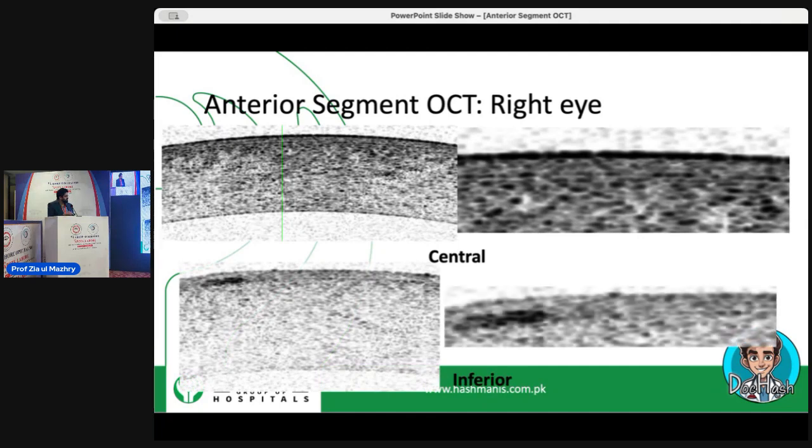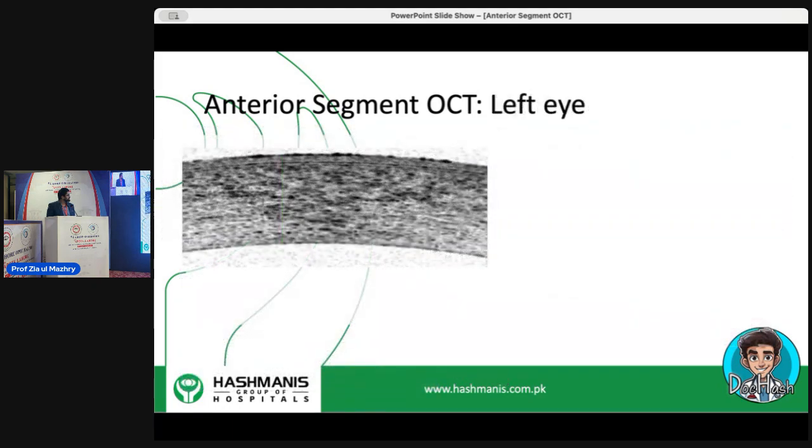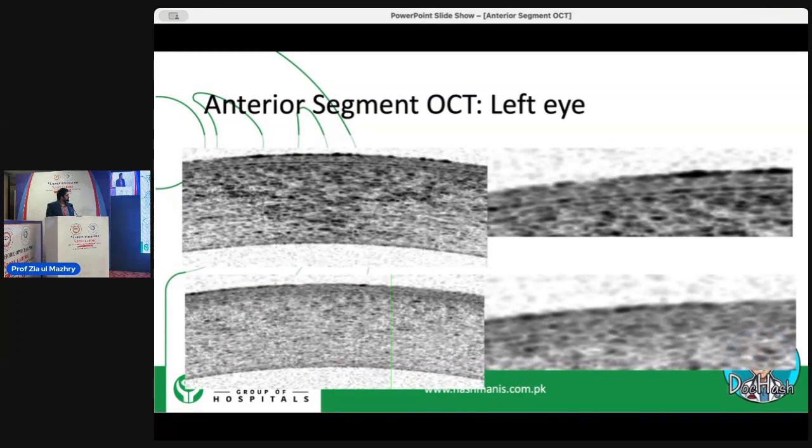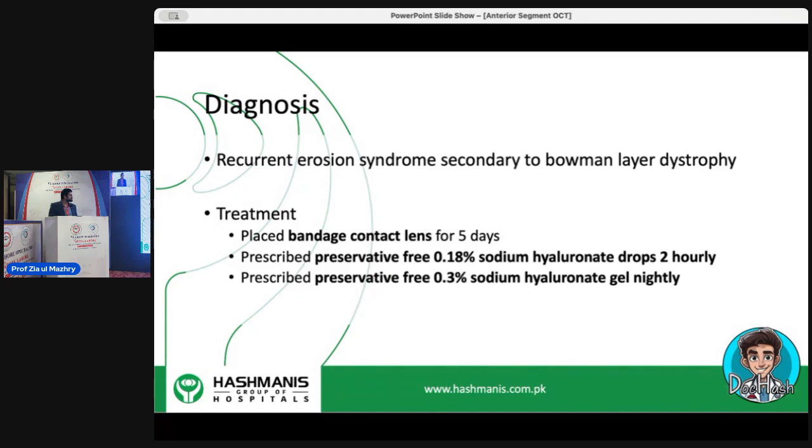Duplication here, and then complete absence of movements there. In the other eye, you see a similar picture. So what is this problem? This was recurrent erosion syndrome. She had some underlying dystrophy, which caused this problem. We gave bandage contact lenses and lubricants for about a month, and she was absolutely fine. All it was, was recurrent erosion syndrome.